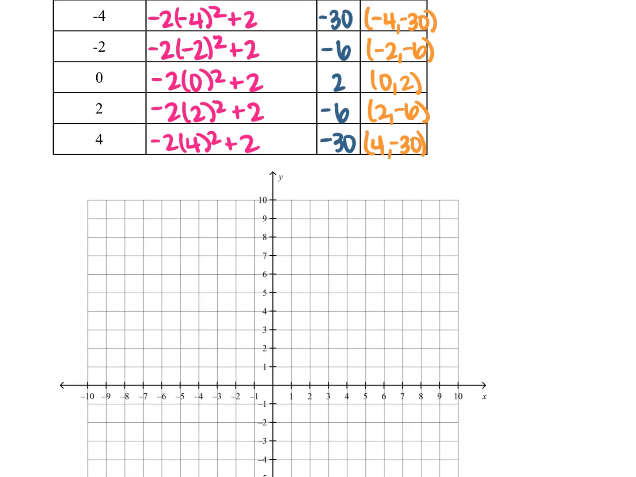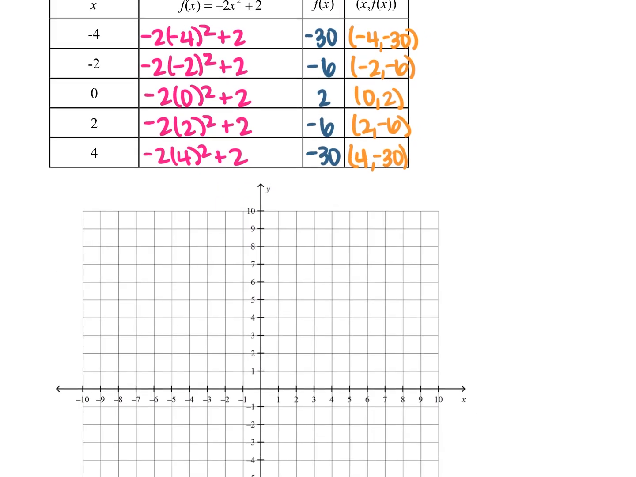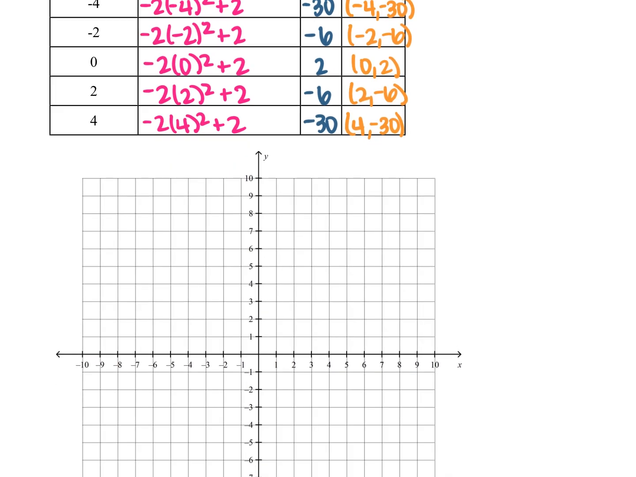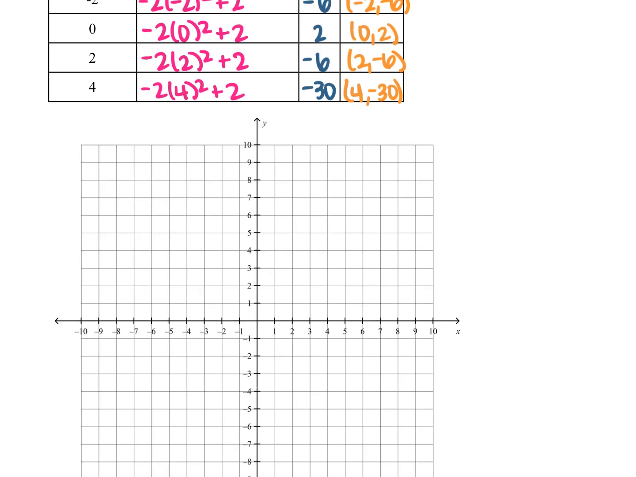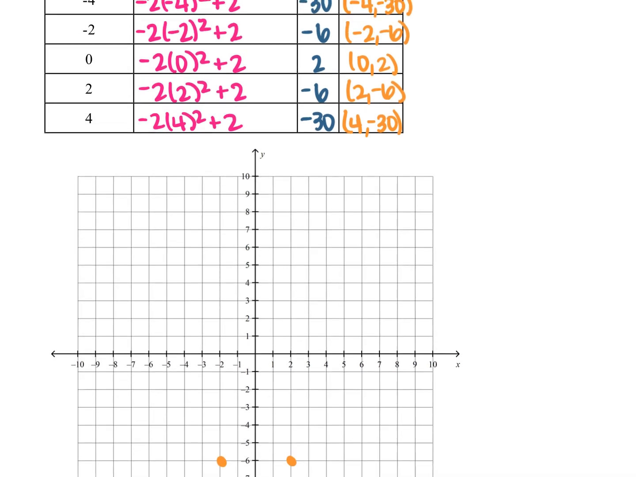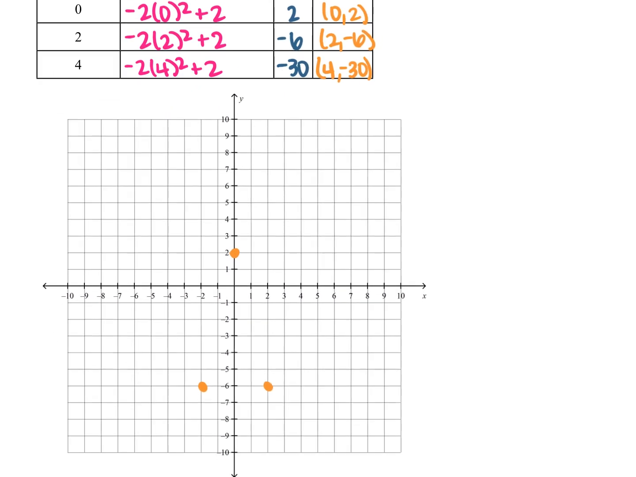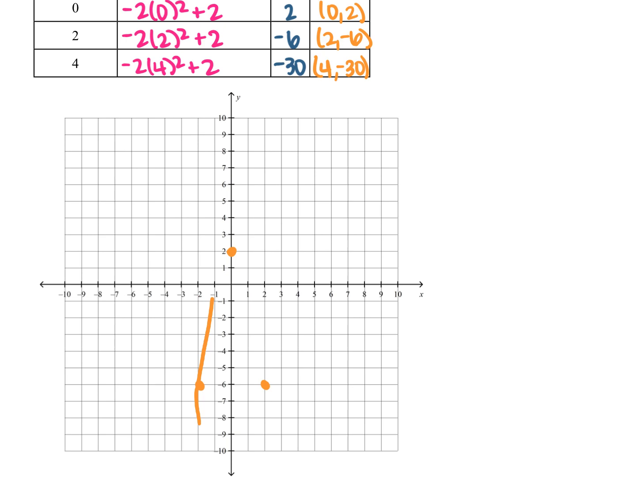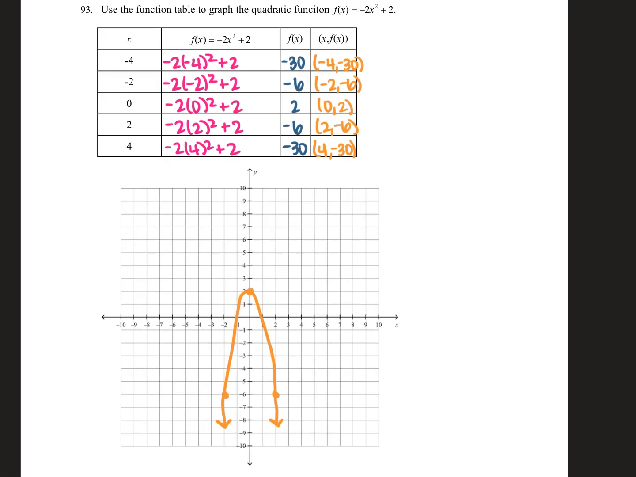The 4, negative 30 and the negative 4, negative 30 are not going to fit on our coordinate plane. However, the negative 2, negative 6 is here. The positive 2, negative 6 is here. And then the 0, 2 is here. So we can draw our line through those ordered pairs, making it look like that U or that parabola that we know it's supposed to look like.